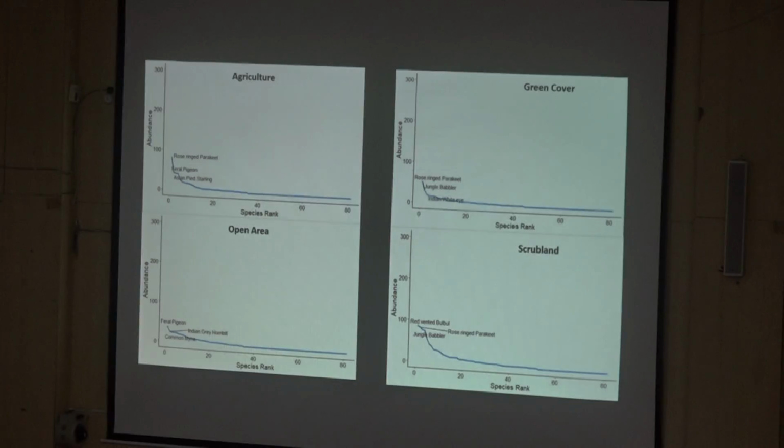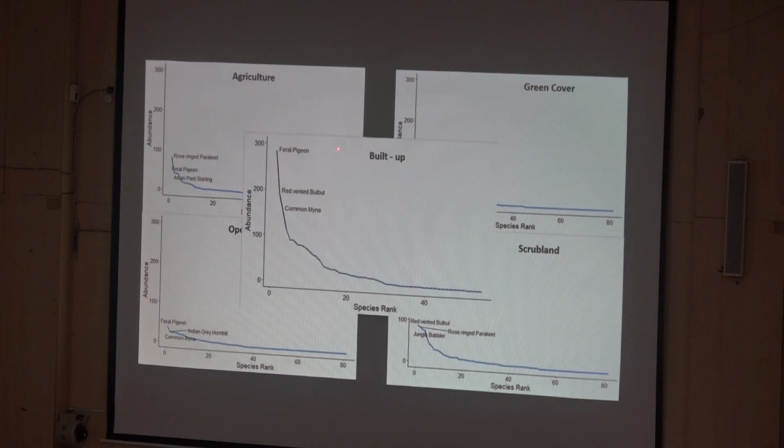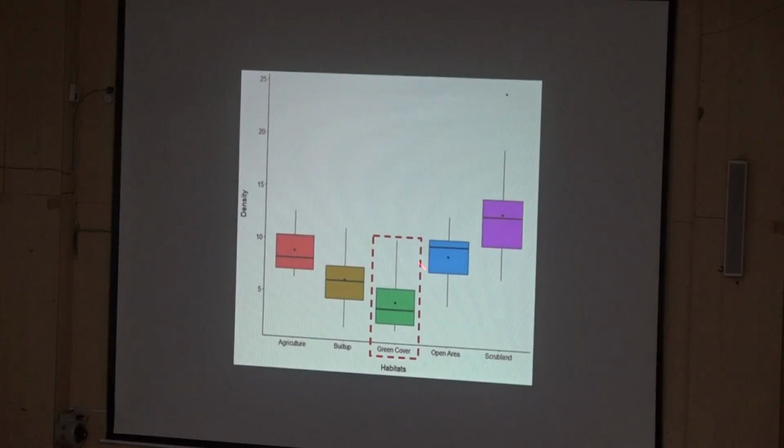Abundance and evenness. So in the 4 habitat categories, agriculture, green cover, open area, and scrubland, the community was almost similar in its evenness and abundance. But if you look at built-up areas, it showed a highly uneven community, and some species were dominating the community by a greater margin. The density plot shows that green cover had the lowest density among the habitats, and this is counterintuitive to our thinking. But this green cover is of the urban matrix and not of a pristine forest.